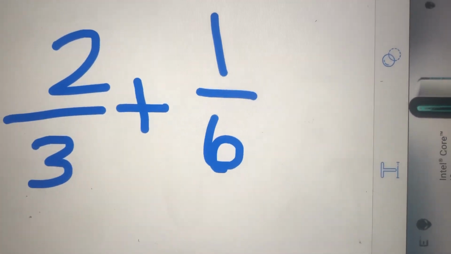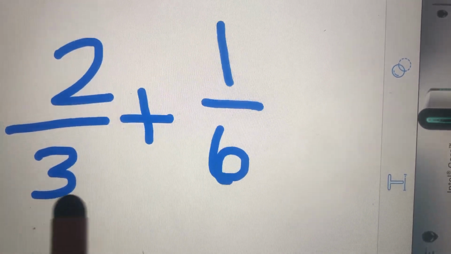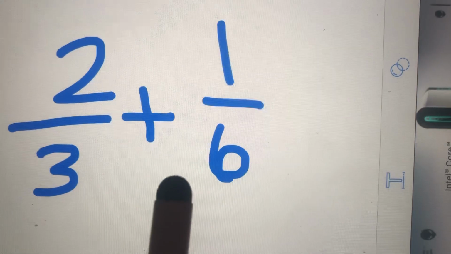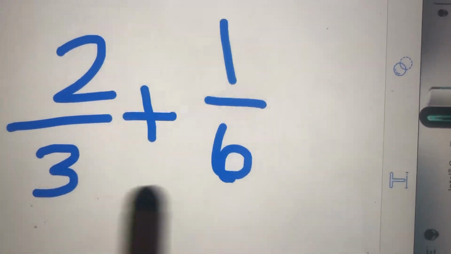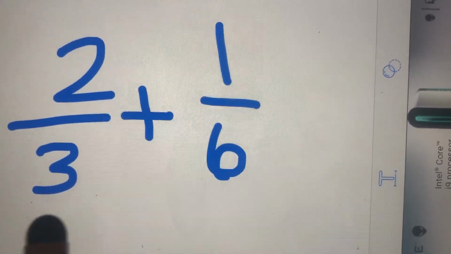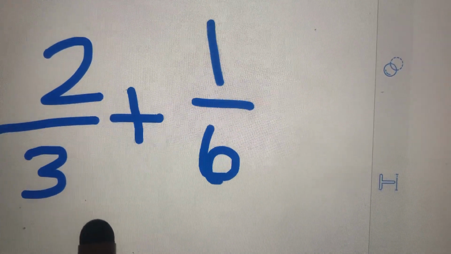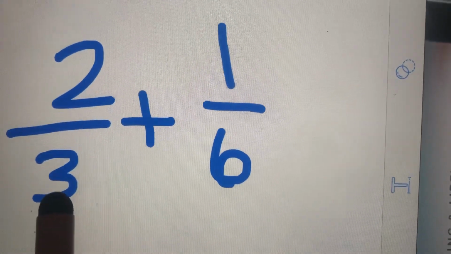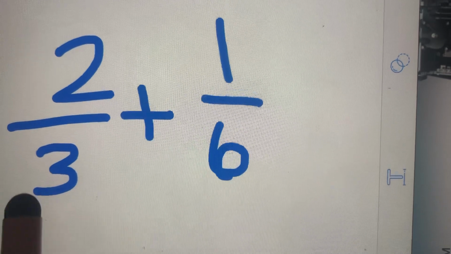So I need to look at my denominators and say, okay, what is a common multiple between 3 and 6? So remember, multiples are numbers that have both of the denominators as a factor. So we can list the multiples of 3 and 6 to find the smallest number they have in common. Or we can look at 3 and we can look at 6, and I can ask myself, is 3 a factor of 6? Is 6 a factor of 3?